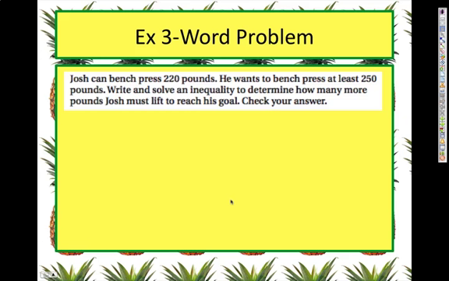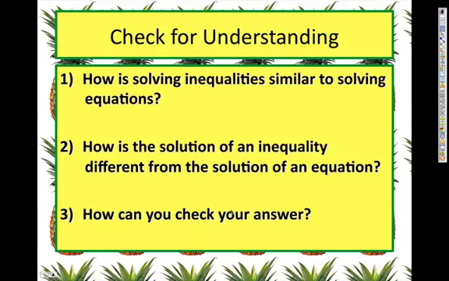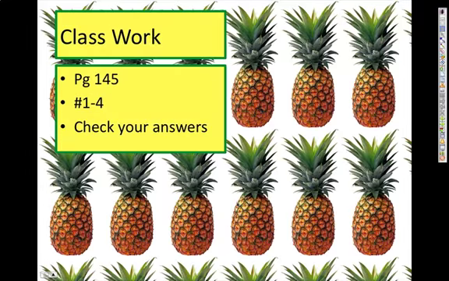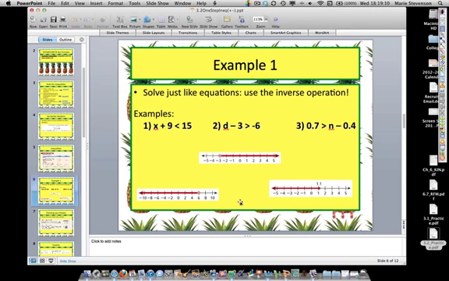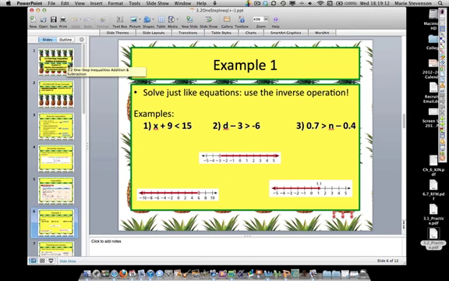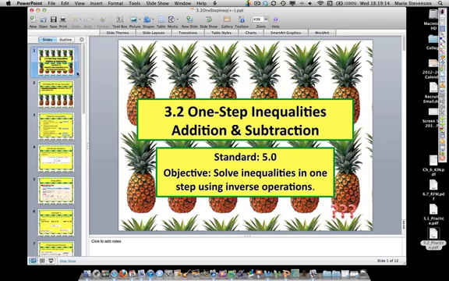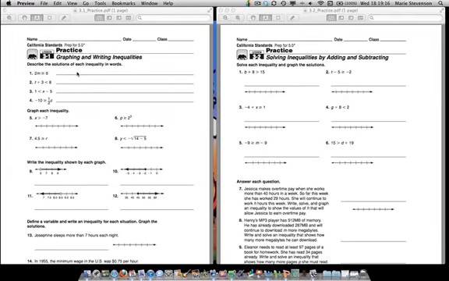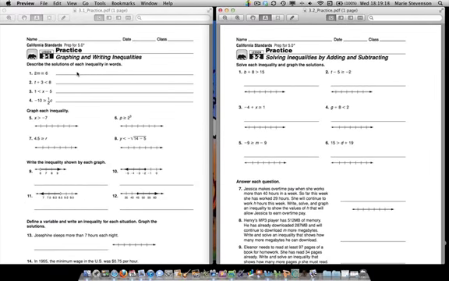So that's basically it for our notes. That's all we're doing for 3.1 and 3.2. So 3.1 was all about writing them and graphing them. 3.2 is your first introduction to actually solving them. So what are you actually going to be doing? You're going to be doing your practice out of your workbook. You're doing 3.1 and 3.2. This is your homework. It's due the next day, so these are front and back. This is what you're working on.